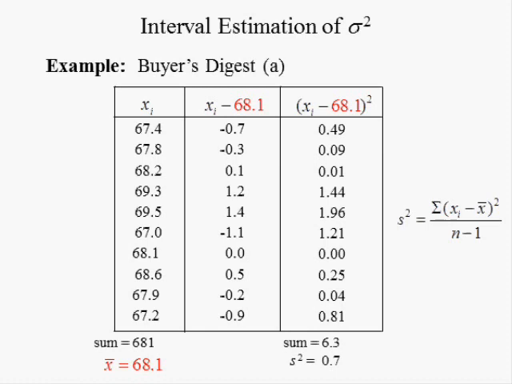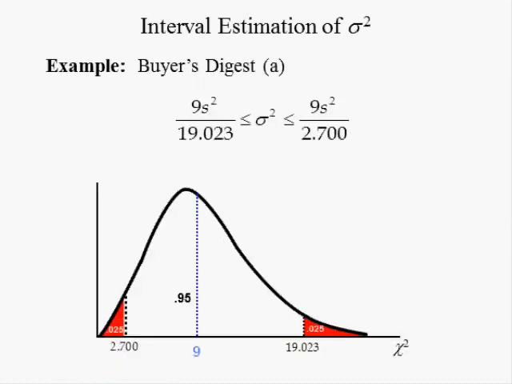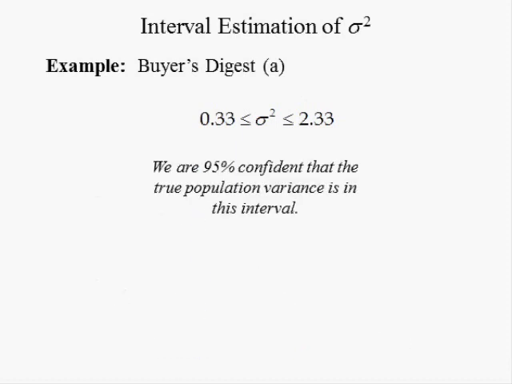Dividing this by 10 minus 1, the degrees of freedom, yields a sample variance equal to 0.7 degrees squared. Substituting 0.7 degrees squared for sample variance S squared yields 9 times 0.7 in both numerators. Simplifying yields the 95% confidence interval, whose lowest value is 0.33 degrees squared, to 2.33 degrees squared. We are 95% confident that the true population variance is in this interval.